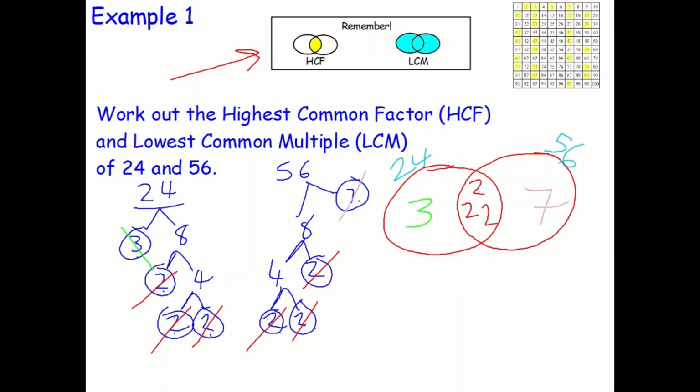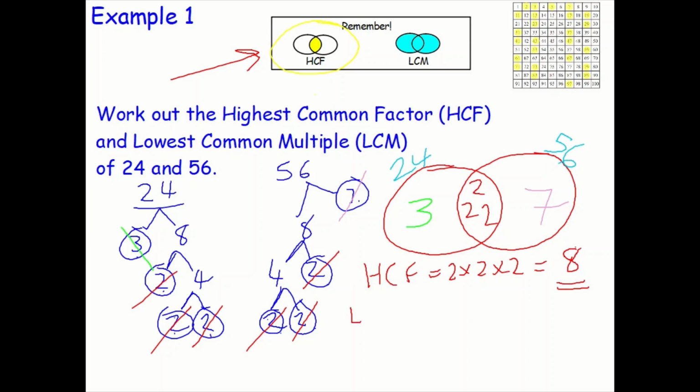So how do we calculate the HCF and the LCM? Well, you can see up here the HCF, it is the yellow bit in the middle, so the overlap. What does that actually mean I do? Well, I have to multiply the numbers in the overlap. So I'm multiplying those numbers in the overlap, 2 times 2 times 2, and that gives me that my HCF is 8.